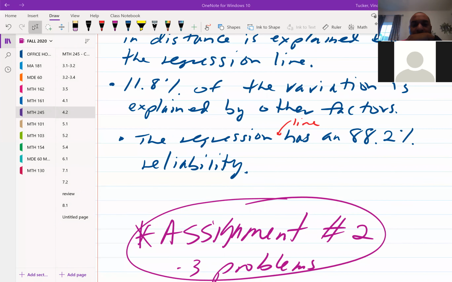Somebody had sent a message privately. It was misspelled. So yes, you can find it in the e-text. All of this you can find in the e-text. Questions? Everybody good before we close out?